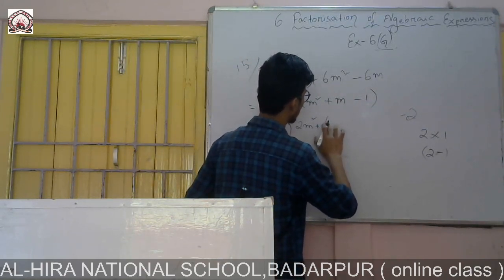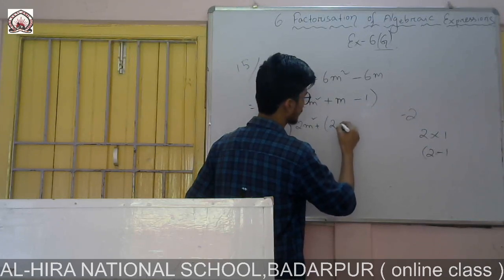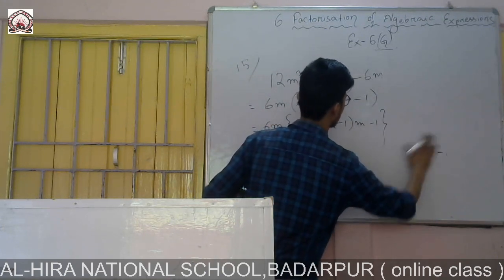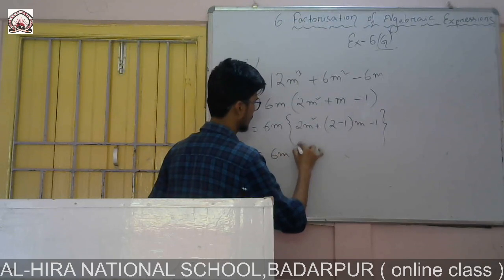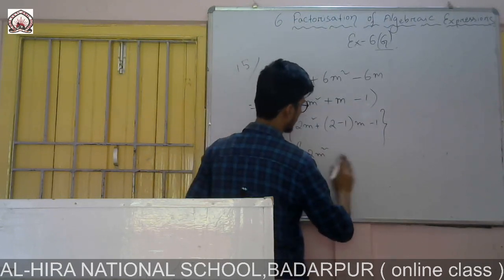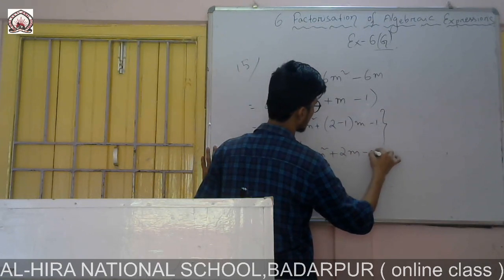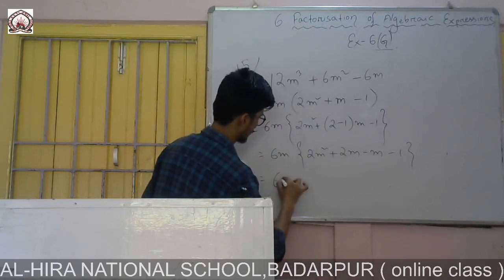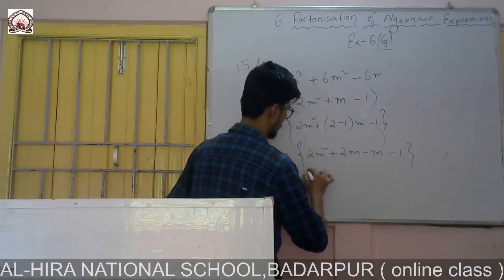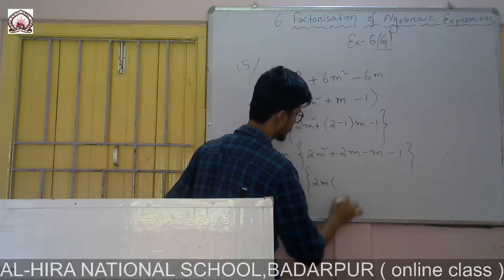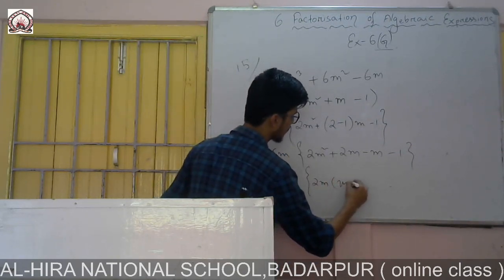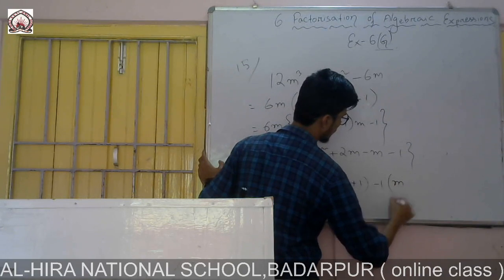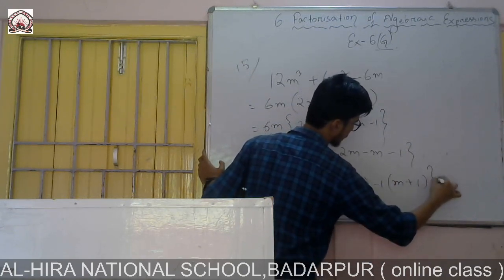So you write 2 minus 1 in m, and there minus 1. So 6m, and there 2m square plus 2 into m is 2m minus m. So 2m minus m is plus m, and at last it is minus 1. So 6m, and their common term is 2 and m. After taking 2m, only 1m left, and there plus 1. There nothing is common, I will take minus 1. So after taking minus 1, m left, and there it will be plus 1.